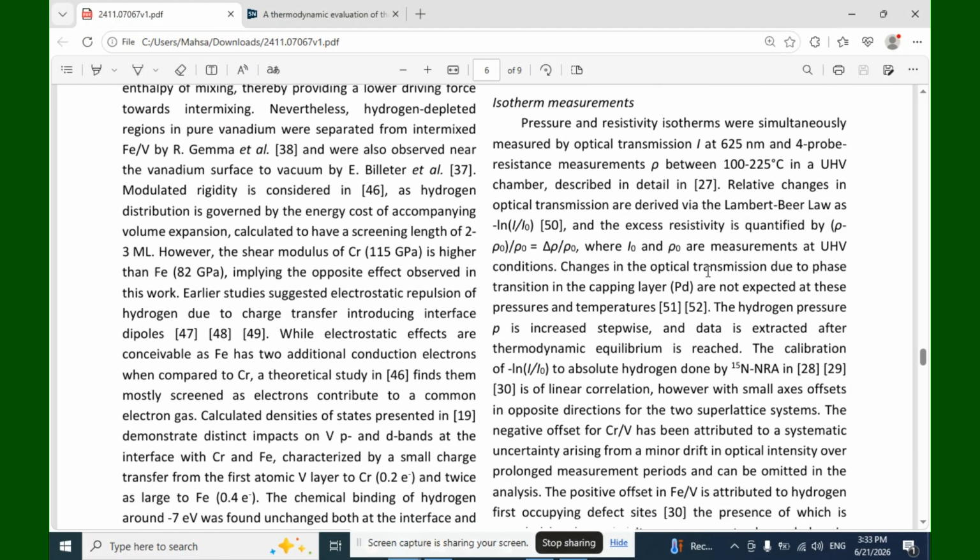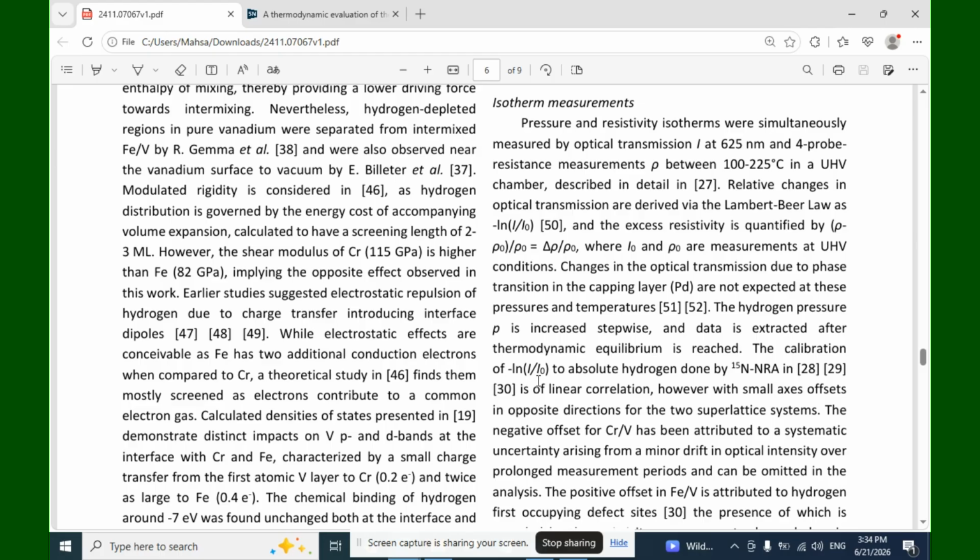Changes in the optical transmission due to phase transition in the capping layer, palladium, are not expected at these pressures and temperatures, which is related to references 51 and 52. The hydrogen pressure P is increased stepwise, and data is extracted after thermodynamic equilibrium is reached.